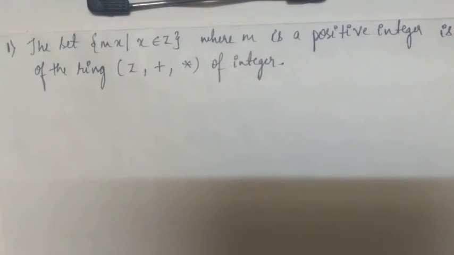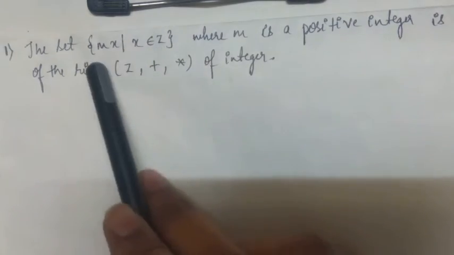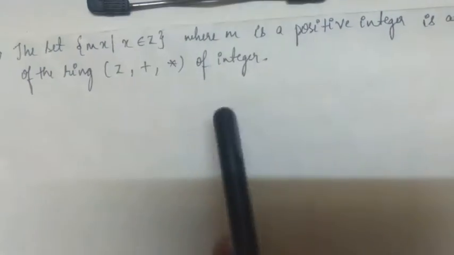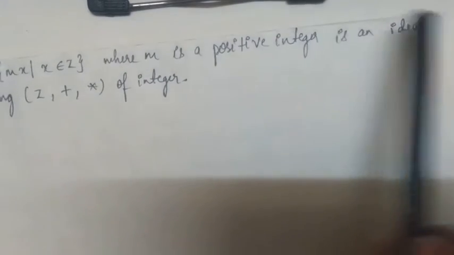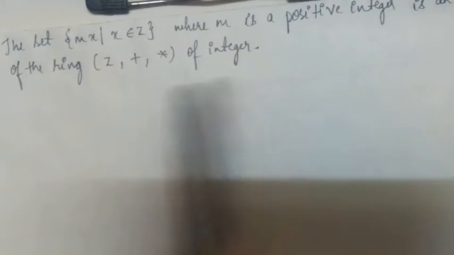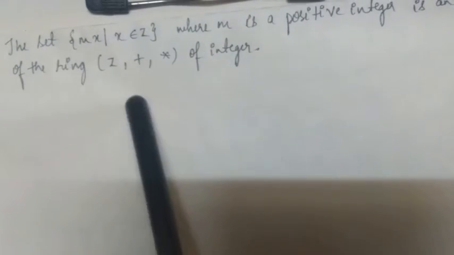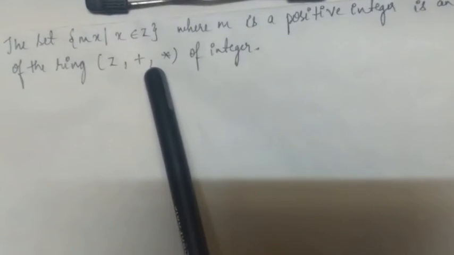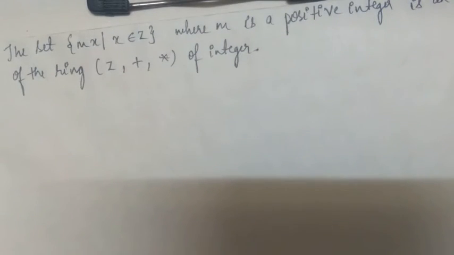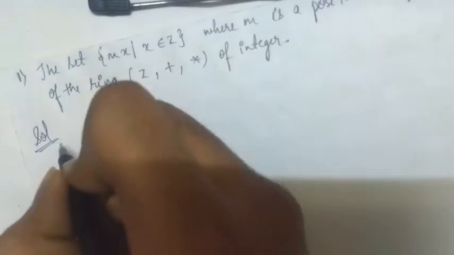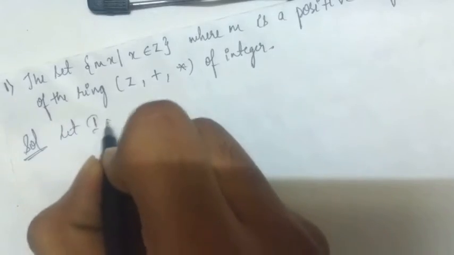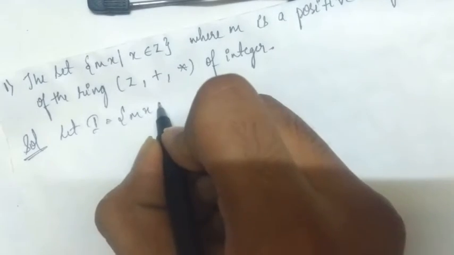So the first problem: the set mx for all x belonging to integers, where m is a positive integer, is an ideal. Firstly, we are proving that it is an ideal of a ring, the ring being the integers. So let's solve it first, then let's see what we get. Let us consider this as I. Let I equal mx.